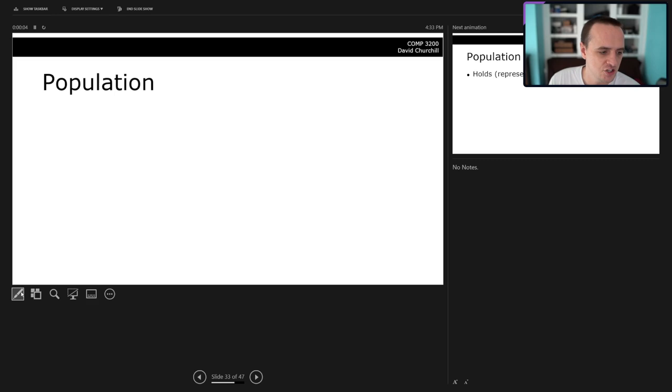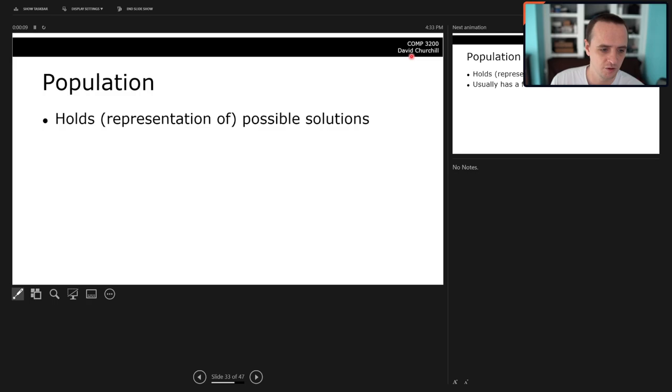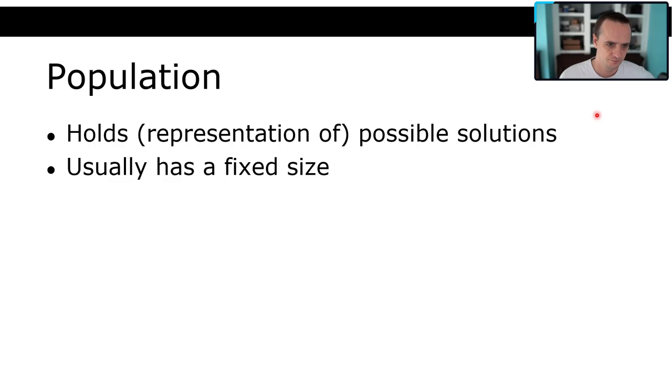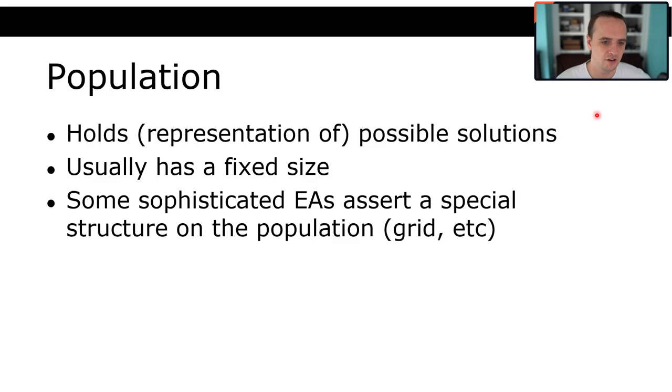Good example. So a population holds a representation of possible solutions. Populations typically have a fixed size. So when you go to run a genetic algorithm, you'll be able to say, I ran 500 generations of a population of size 2,000. Okay? Some sophisticated evolutionary algorithms assert a special structure on the population, like a grid or whatever, but we're going to stay away from that.